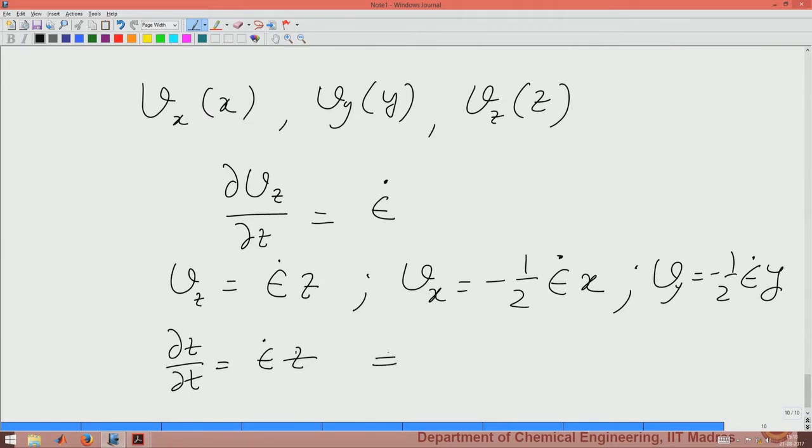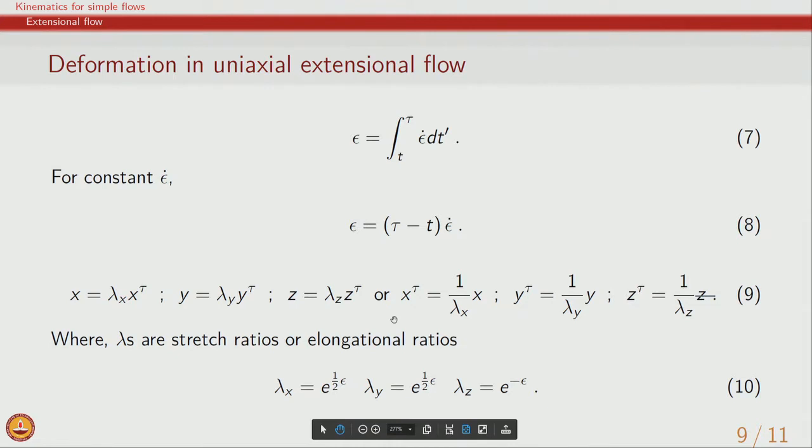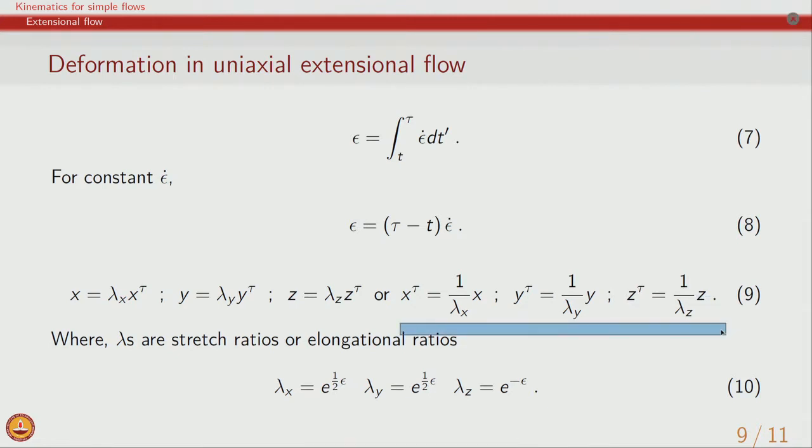So that is what is described here, where lambda x, lambda y and lambda z are the stretch ratios, which relate to relative position. If lambda x, lambda y, lambda z are 1, that implies that there is no deformation. These are the stretch ratios. We have multiple symbols being used.